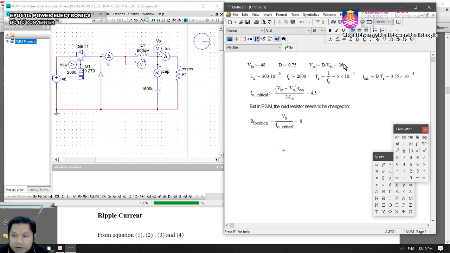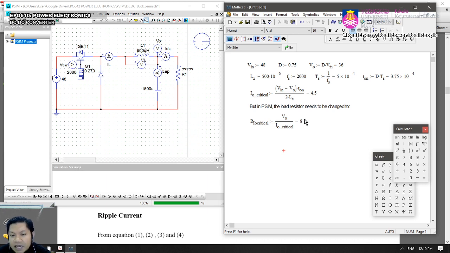So we know that V out equals 6 multiplied by Ton. So the minimum output current is 4.5 amps. So you need to determine the load resistor in order to do the simulation. We know that the output is 36 volts. So therefore you divide by I0 critical, then it gives you 8 ohm.